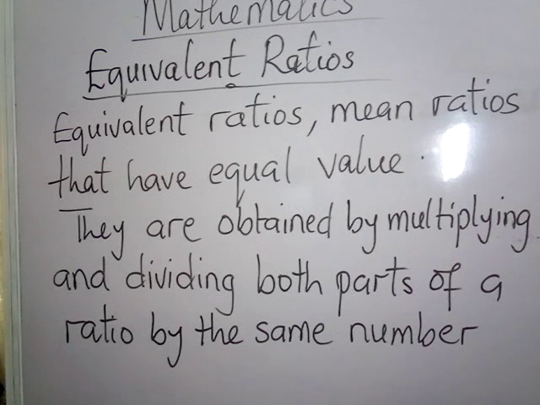Whatever result you get when you multiply both parts by the same number will be equivalent to what you started off with. And when you divide both parts of the ratio by the same number, whatever answer you come up with is definitely an equivalent ratio to the one you started with. So we're going to look at how we can generate equivalent ratios.